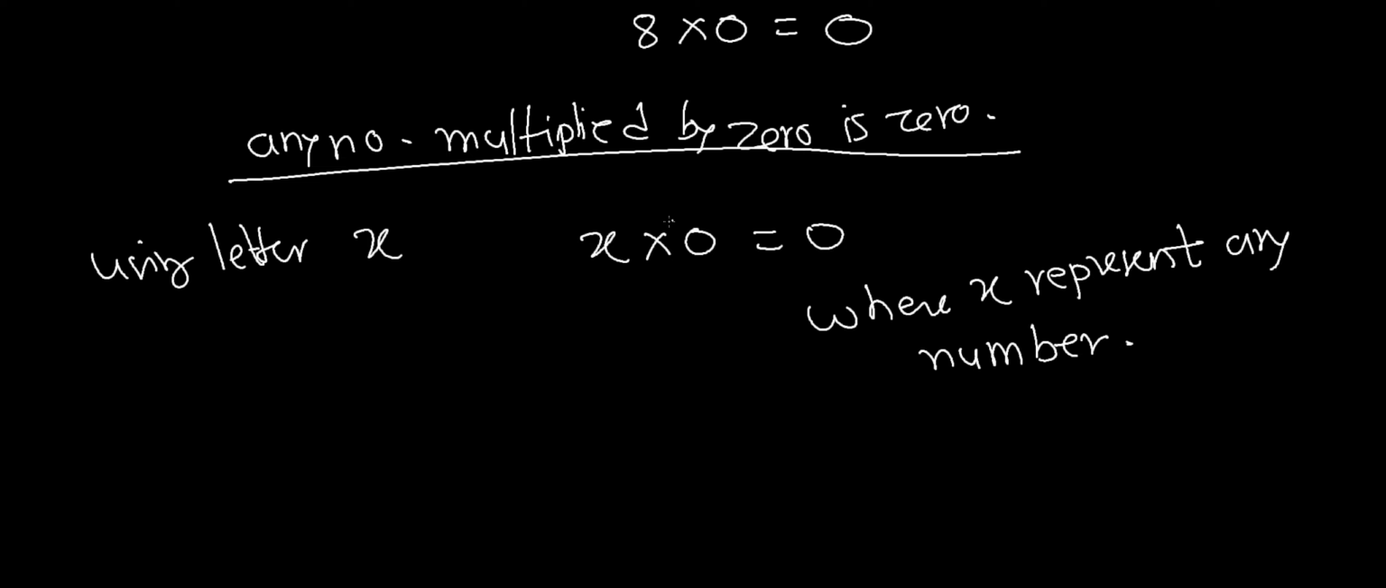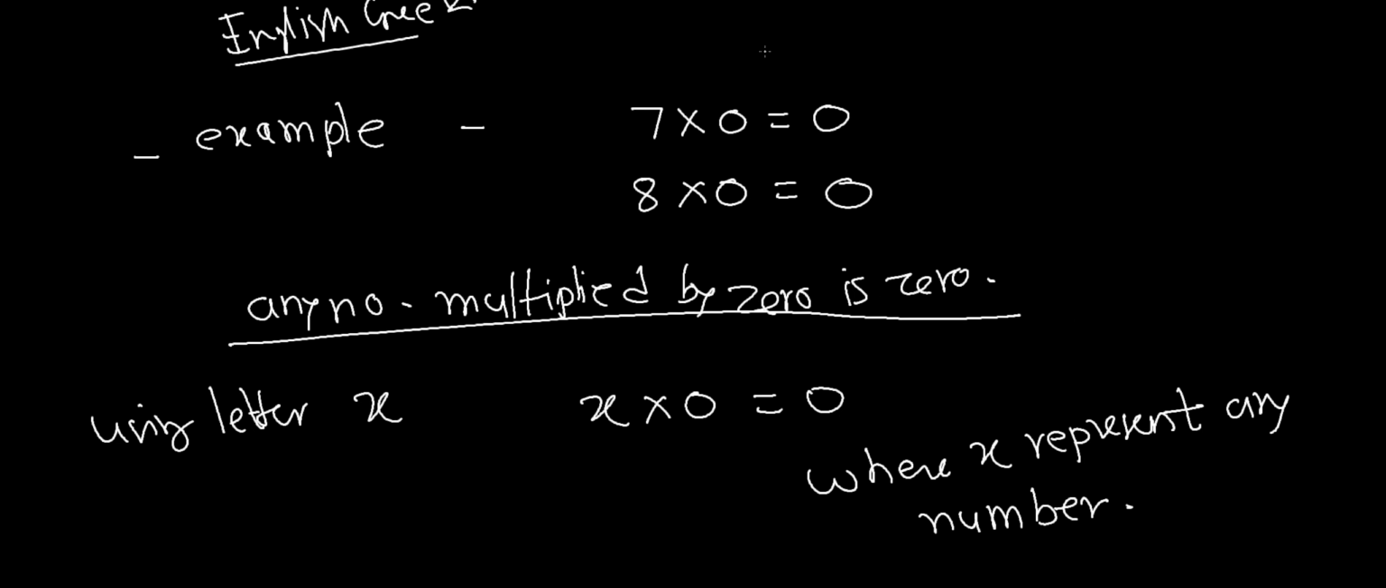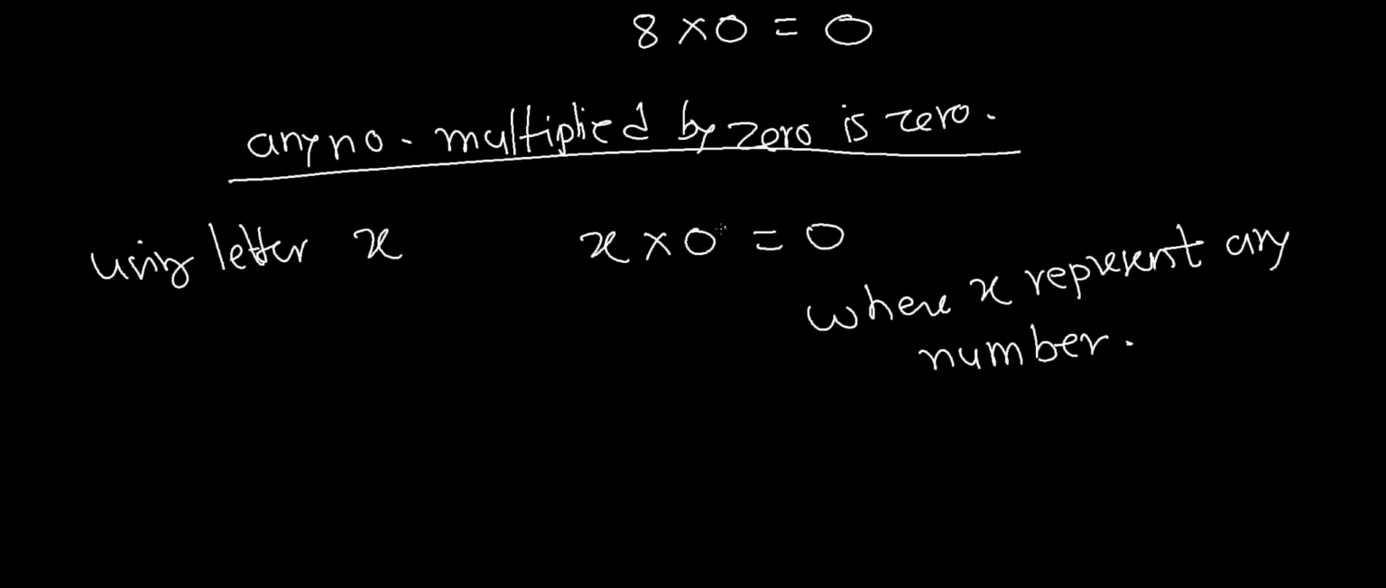Okay, so we generalize this rule and put it into a formula-like thing, where x into 0 is equal to 0, meaning we can put any value or number in place of x. That's why we put the condition where x represents any number.